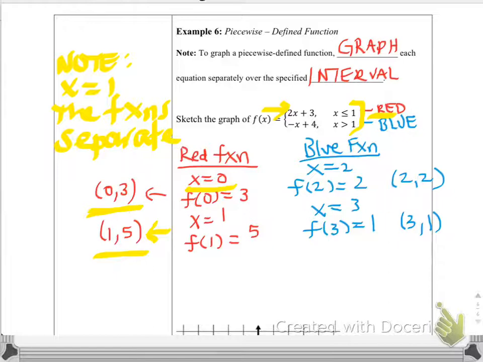For the blue function, we need to find values that are strictly greater than 1. Well, 2 and 3. Like I said, keep it simple, right? So when x is 2, plugging in, this would be negative 2 plus 4, so y is 2. So that's the point (2, 2). And then when x is 3, we have negative 3 plus 4, and so that's the point (3, 1).